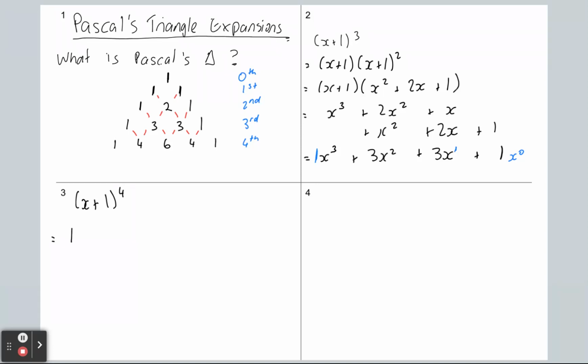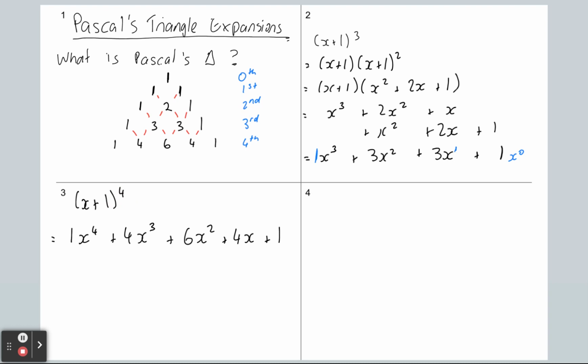So I've got 1 multiplied by x to the power of 4 plus 4 multiplied by x to the power of 3 plus 6 multiplied by x to the power of 2. Can you see how I'm just reducing the powers one at a time? Plus 4 multiplied by x to the power of 1, which I'm not going to write in because I don't need to, plus 1 multiplied by x to the power of 0, which I'm not going to write in because I don't need to. So we've got 4, 3, 2, 1, 0, x to the power of 0, 1, 4, 6, 4, 1 from the fourth row because it's a power of 4 here.